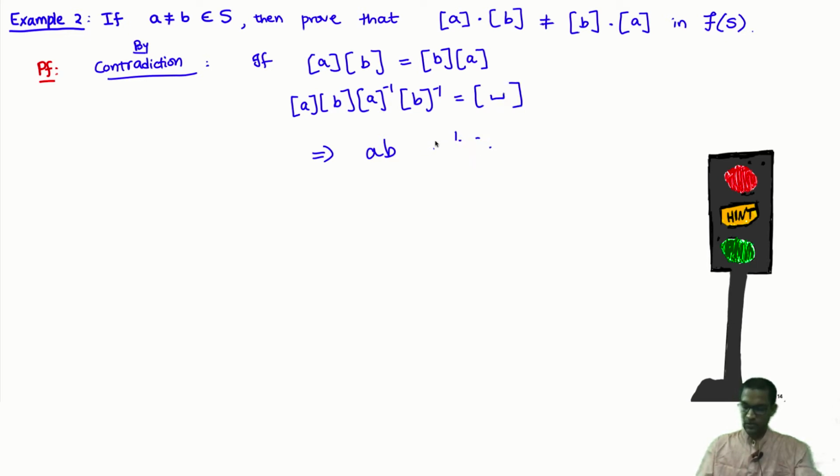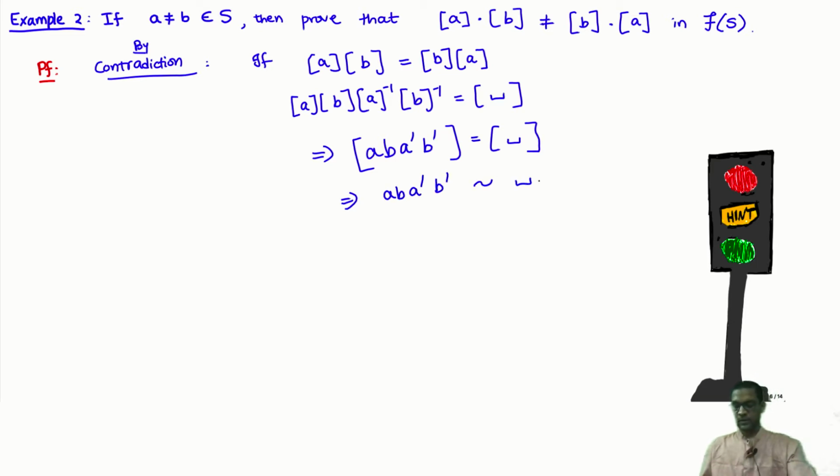Okay, and now again as before, A inverse and B inverse are just the equivalence classes of the words A prime and B prime. So this means that this is the identity, and that in turn implies that A B A prime B prime is equivalent to the empty word. Okay, so we are sort of in a similar situation as in example 1. We have a word which is equivalent to the empty word.